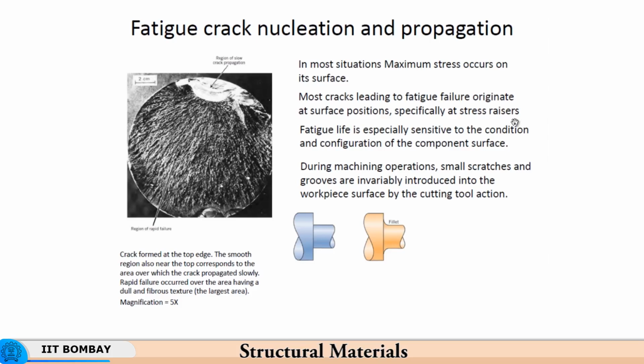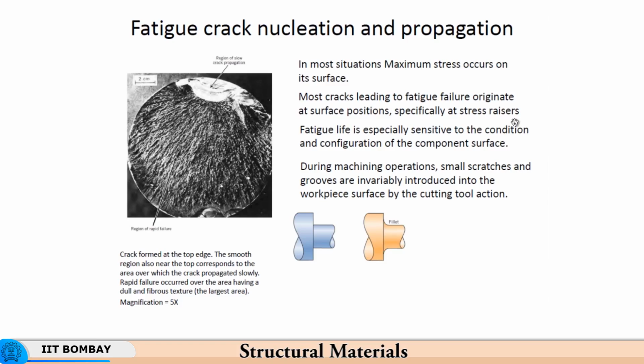Most of the defects like machine marks or notches are also on the surface. So usually more serious defects are at the surface. Interior also you could have defects, but more glaring defects occur at the surface, due to which the failure is likely to take place from the surface. So the origins of the crack usually are on the surface, and then it starts propagating inwards.